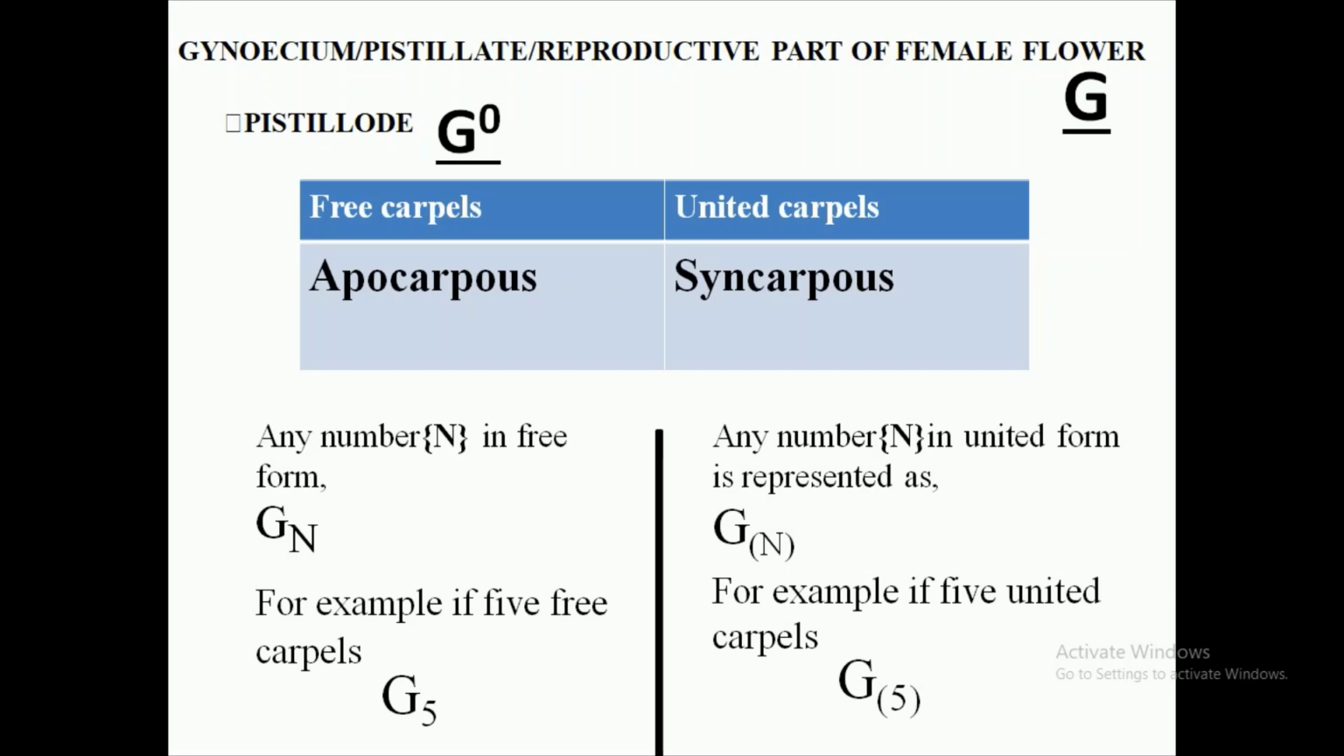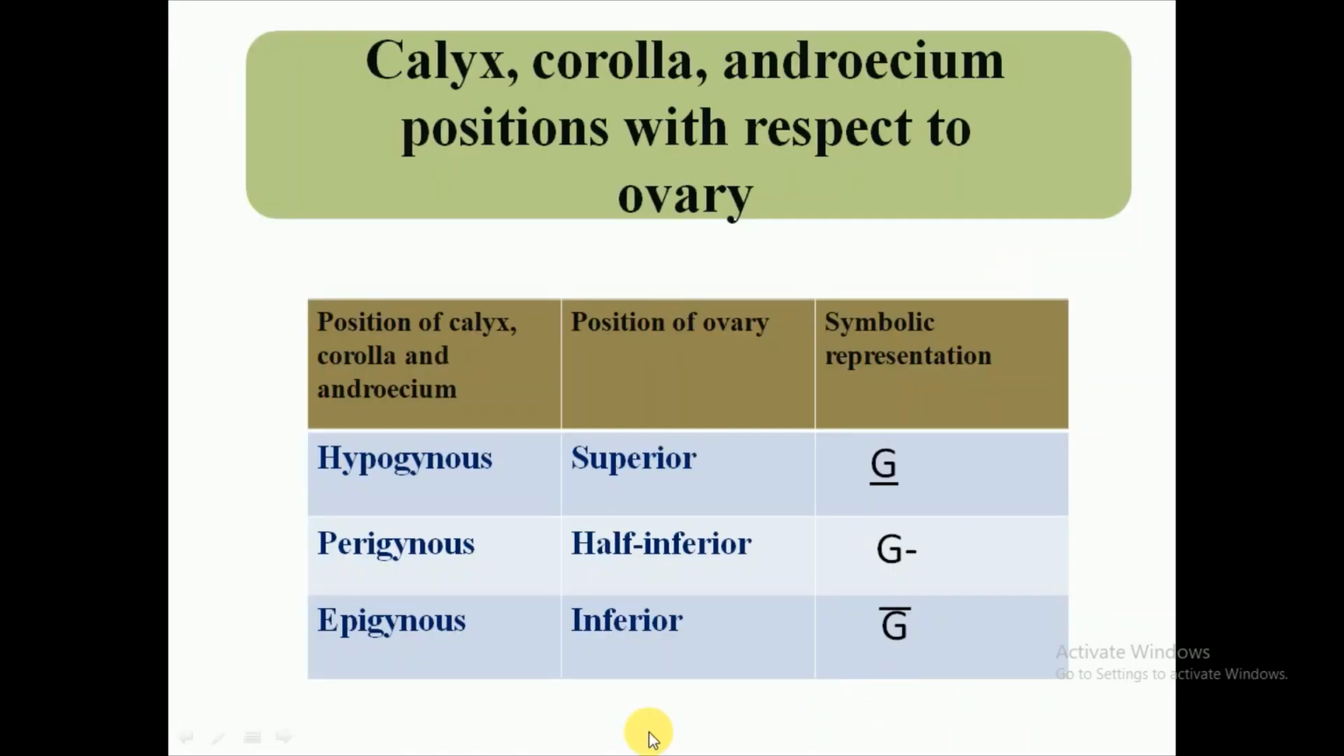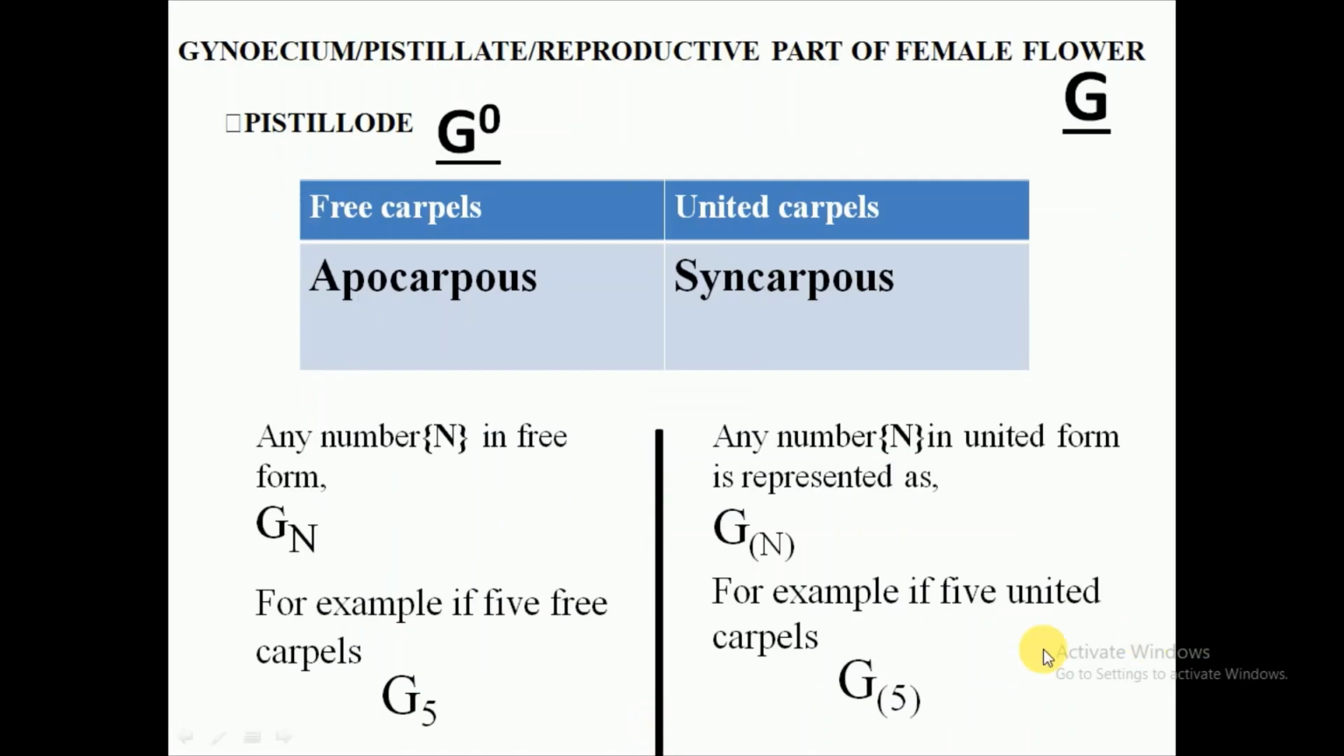In the condition when it is united carpel or syncarpous, we write it in brackets. That means we are writing it like G, with the number within brackets. Suppose 5 united carpels, we are writing G bracket 5 bracket.